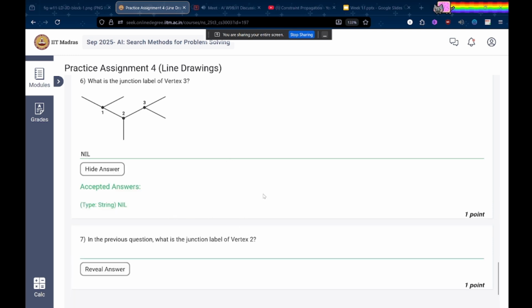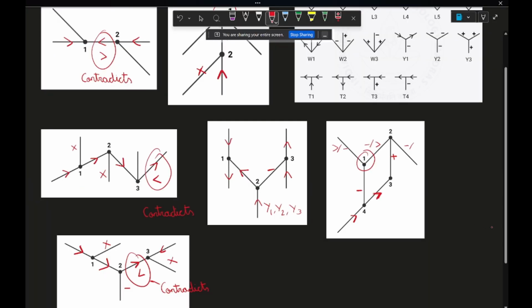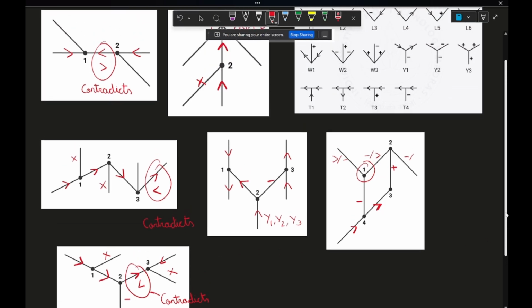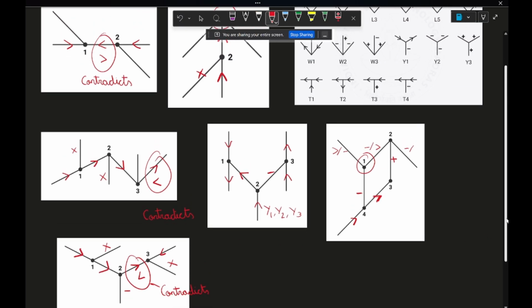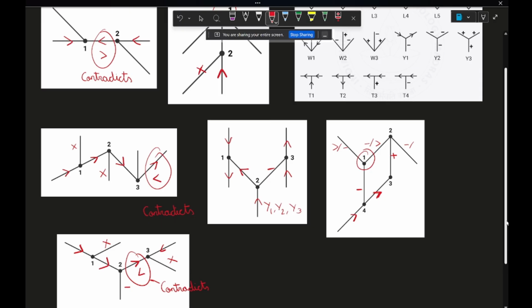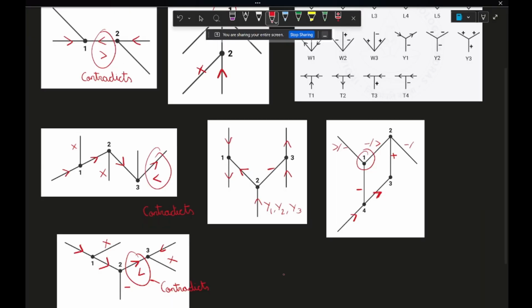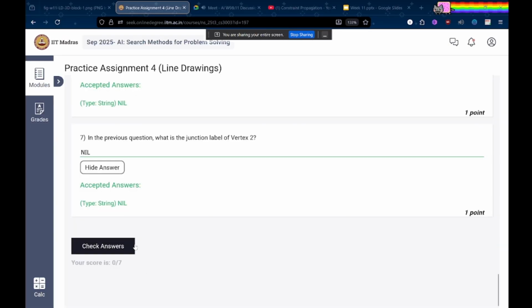We are able to do that. In the previous question, what is vertex 2? It should be nil, right? This thing is y1, so it is nil. The complete figure is inconsistent, so this will be nil. Yes, sorry, I forgot that. Why did I forget that when this is itself a contradiction? I told you, it's not difficult.